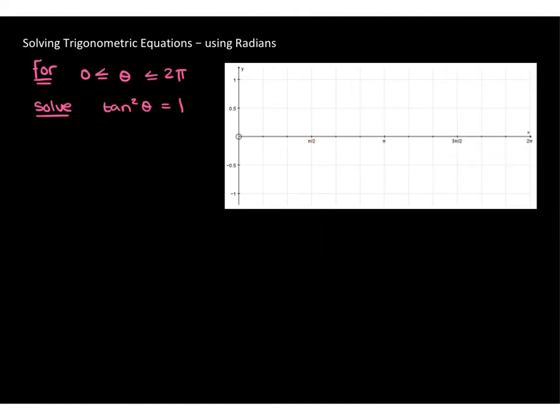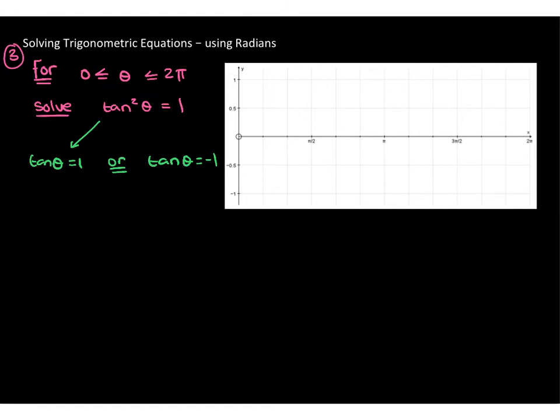So, example 3. We're going to solve tan squared theta equals 1. Now, I've included this as an example because it's another question where people do make some silly mistakes. When you square root both sides of this, you get tan theta equals 1 and, as an alternative, tan theta equals negative 1. So many people forget the negative square root as well here. So let's do these separately.